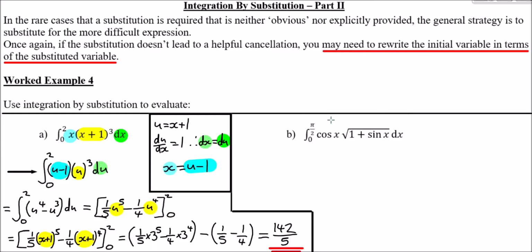Part B. This one again, we're not told what substitution to use, so using the general rule of subbing for the harder thing. Obviously I'm hoping you can see here root 1 plus sine x looks more horrible than just cosine x on its own. So for B, what I'm going to suggest is we set u as 1 plus sine x.